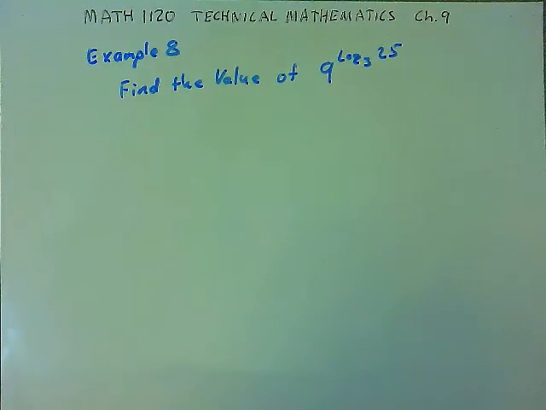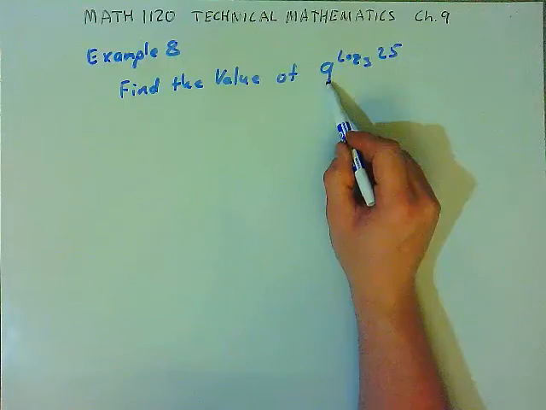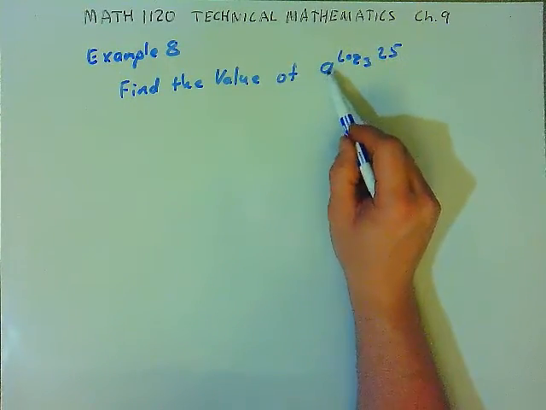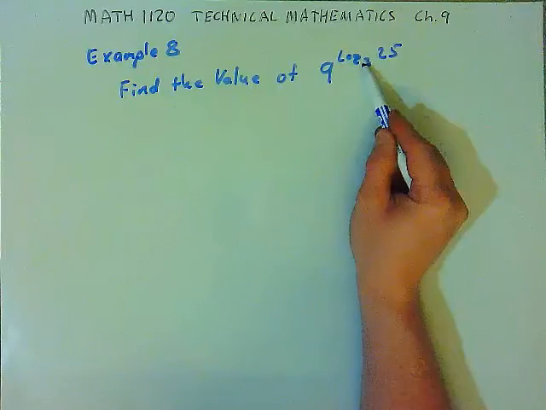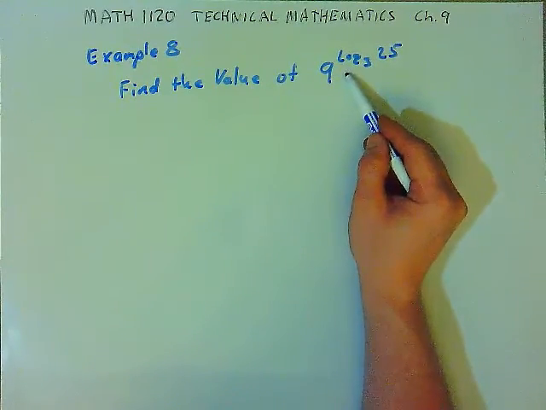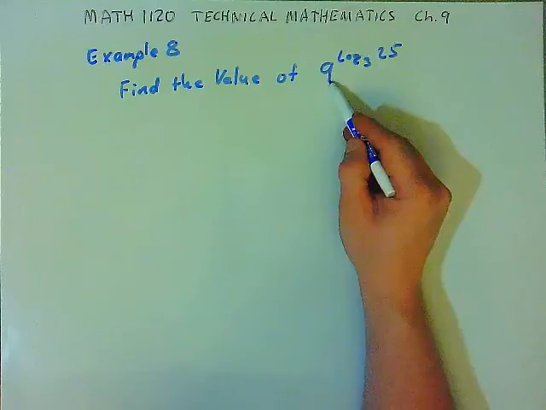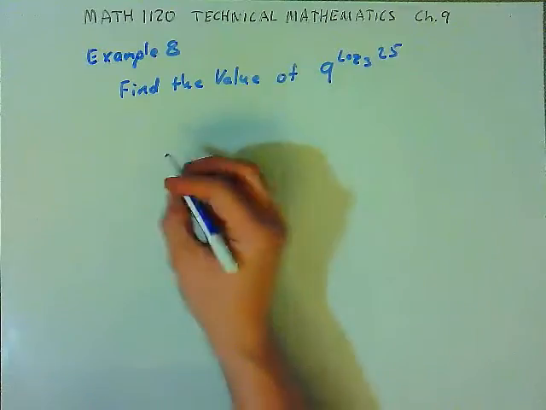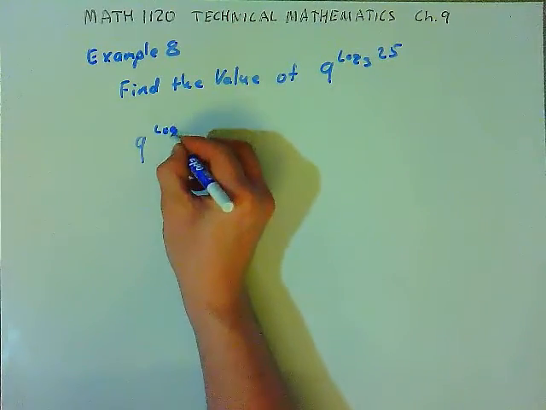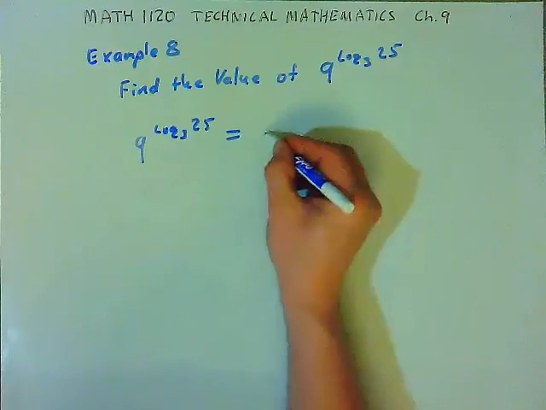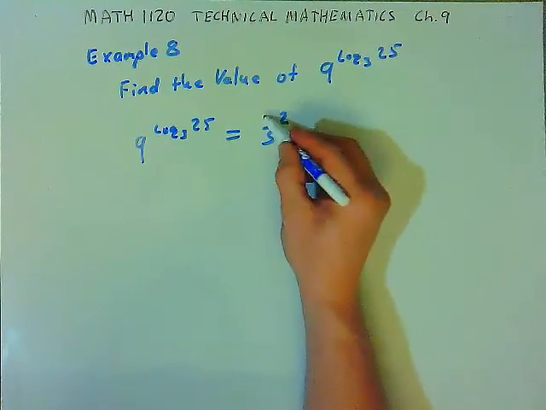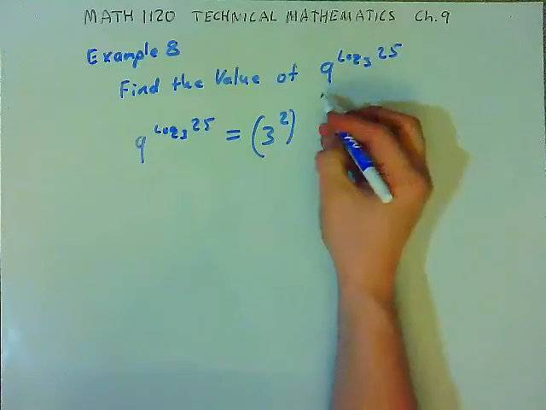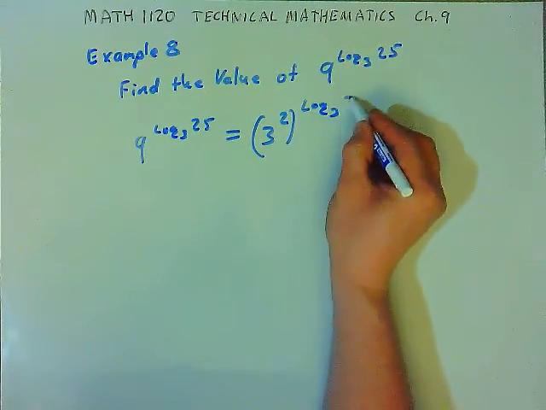This is example 8. It says find the value of 9 to the power of log base 3 of 25. And so to solve this, we have to recognize that if the base matched the base of the logarithm in the exponent, that we could probably make something cancel. And so 9 can be the same as a 3 if we write it as 3 squared. And so we can rewrite 9 to the log base 3 of 25. That is the same thing as 3 squared, and that is 9. And all of that is being raised to the power of log base 3 of 25.